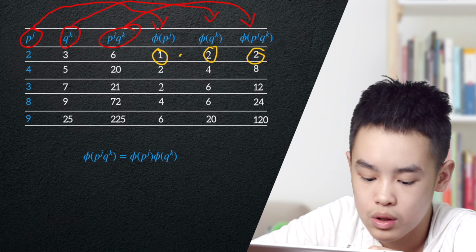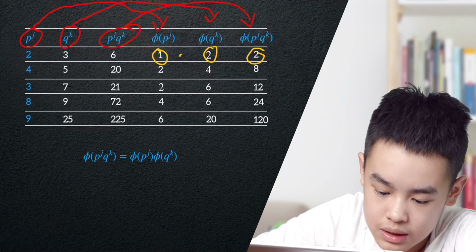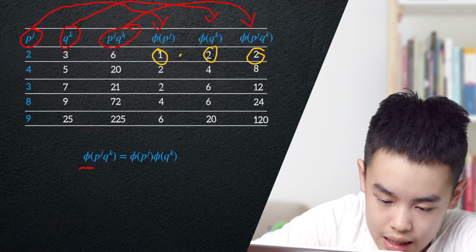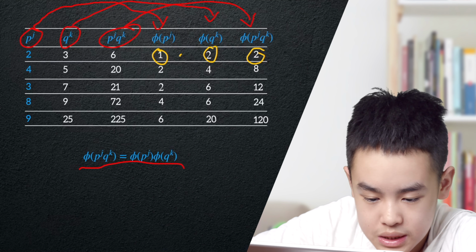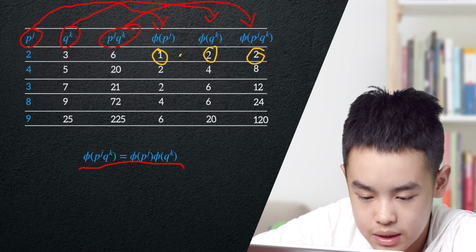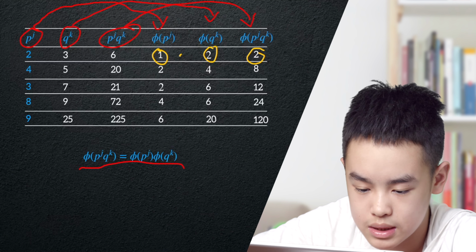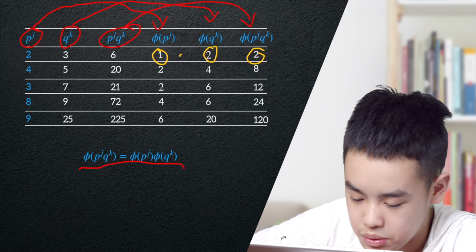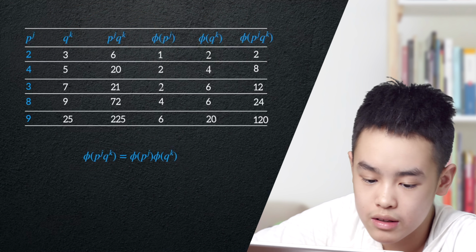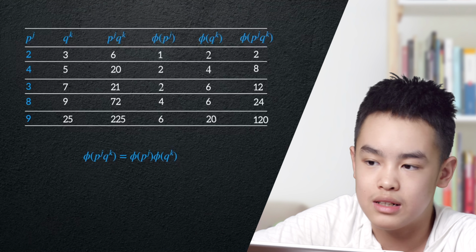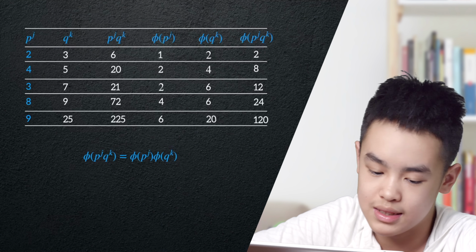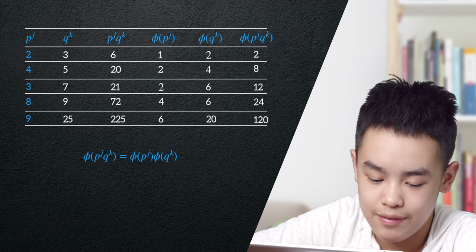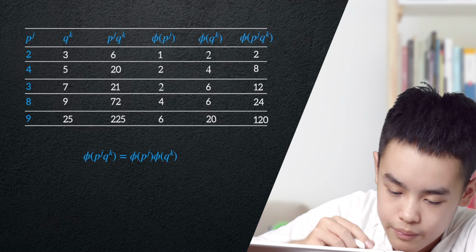And so, according to this list, we should be able to say that phi of p to the j's power times q to the k's power equals phi p to the j's power times phi q to the k's power. Now, as always, we have to consider how useful this actually is, or else it won't be much use in proving it. And in fact, as always, it is very, very useful.